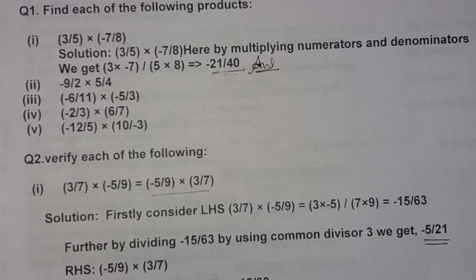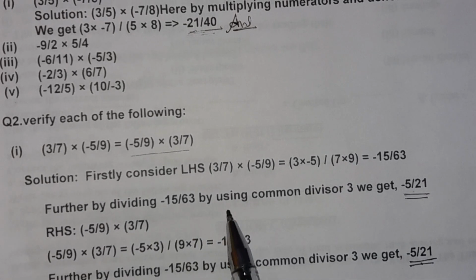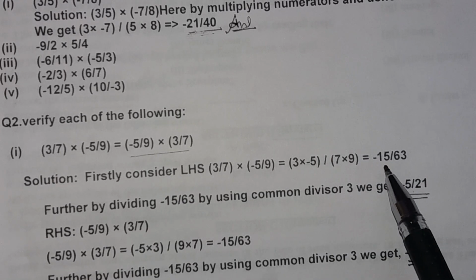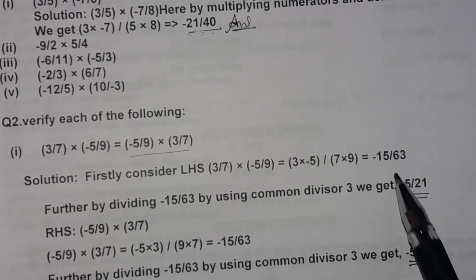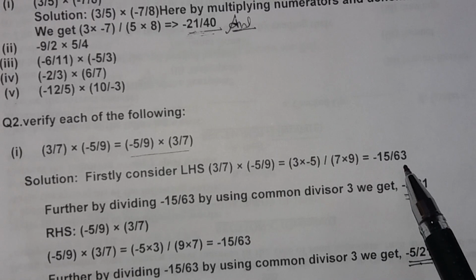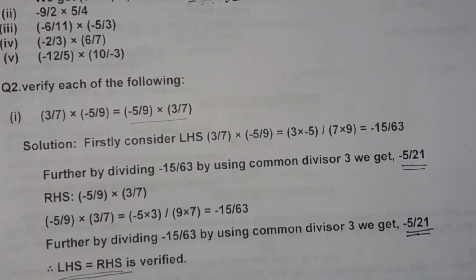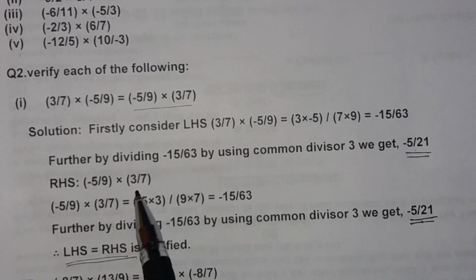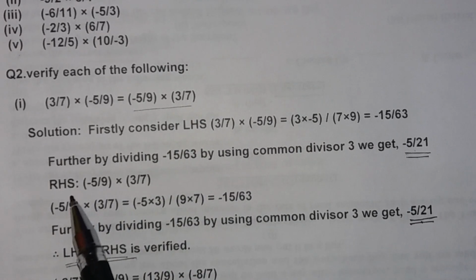Now by further simplifying minus 15 upon 63 using the common divisor 3, that means we can divide minus 15 and 63 by 3. So dividing minus 15 by 3 gives minus 5, and 63 by 3 gives 21. So now taking RHS. RHS is minus 5 upon 9 into 3 upon 7. That was RHS, or right hand side.